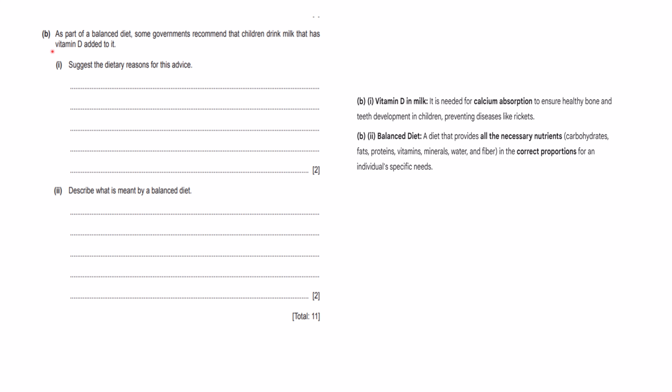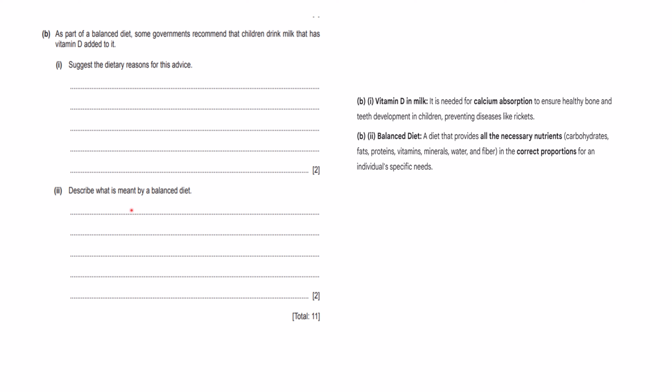Part B. As part of a balanced diet, some governments recommend that children drink milk that has vitamin D added to it. First, suggest the dietary reasons for this advice. Vitamin D in milk is needed for calcium absorption to ensure healthy bone and teeth development in children, preventing diseases like rickets.